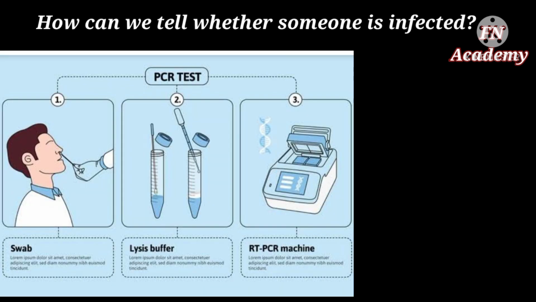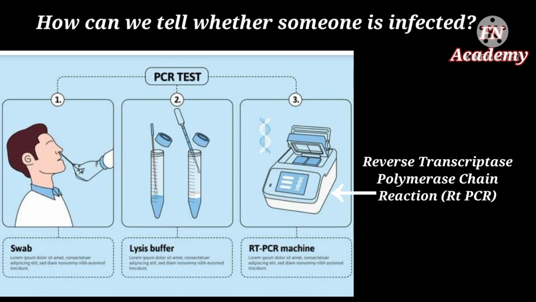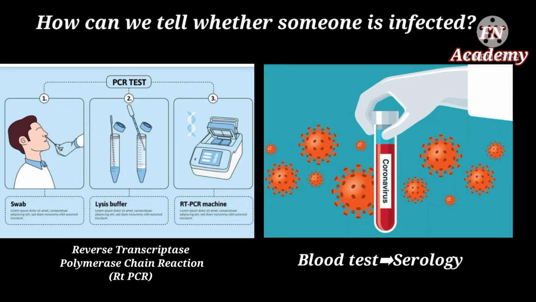The infection is commonly diagnosed by a test called reverse transcriptase polymerase chain reaction, generally known as RT-PCR. This test identifies the virus based on its genetic fingerprint. There is also a blood test that can check for the antibody against the virus, which may show that someone was infected in the past. So moving on, what is the treatment for COVID-19?